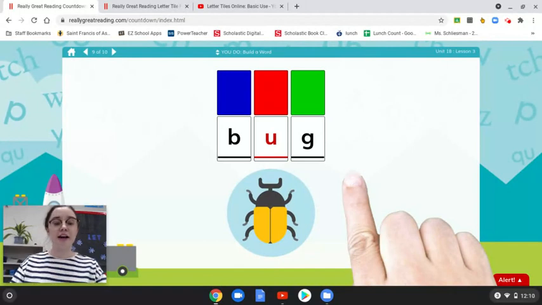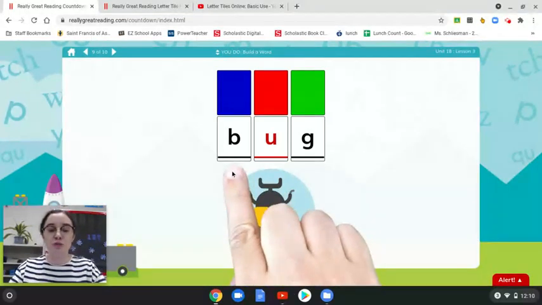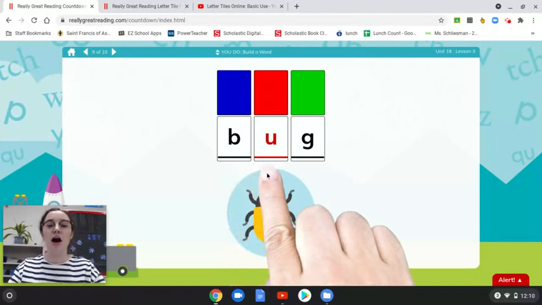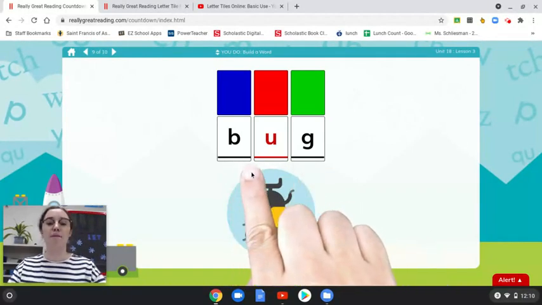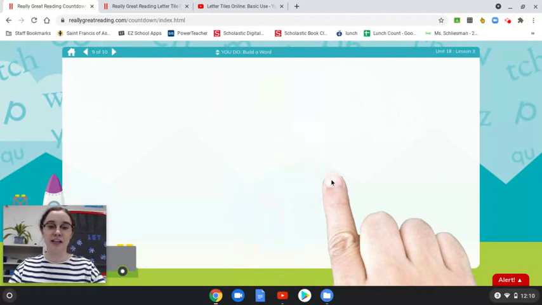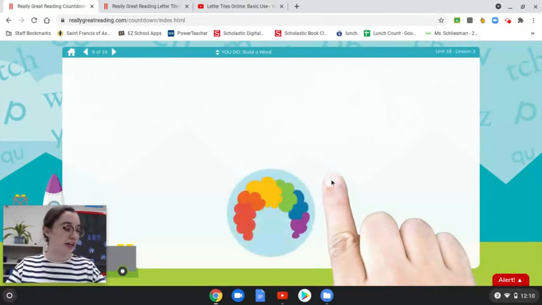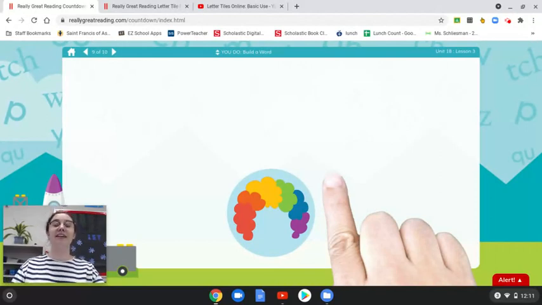G. Good. Let's take our finger and touch underneath each one as we say its sound. B. G. Bug. Good. Go ahead and clear your board. Our next word is wig. The clown had a colorful wig on his head. Let's say the word together. Wig. Now let's stretch it.